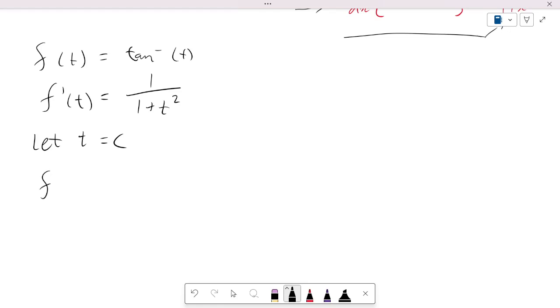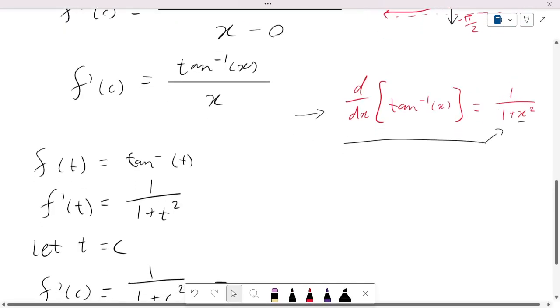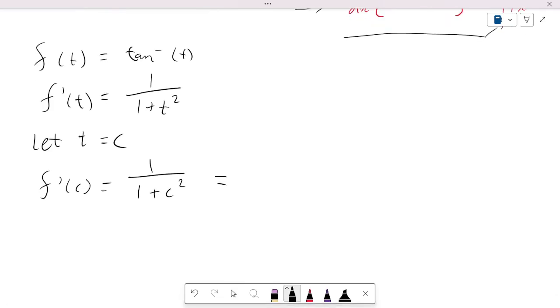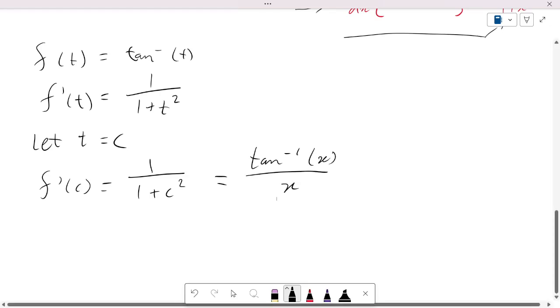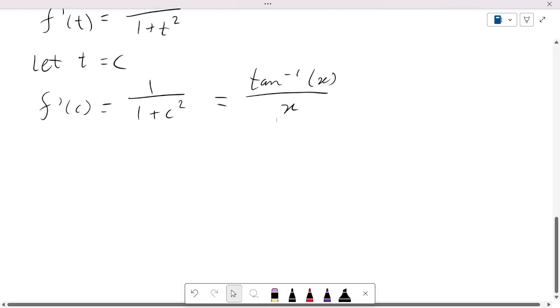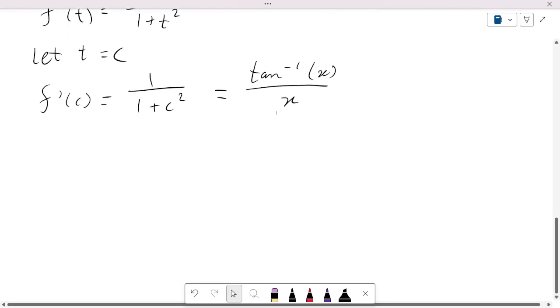So therefore, we're going to say f prime of c, because we're replacing t with c, is going to be equal to 1 over 1 plus c squared, which is also equal to something else, which was arctan of x over x. Nice. Now, what we have is the following.